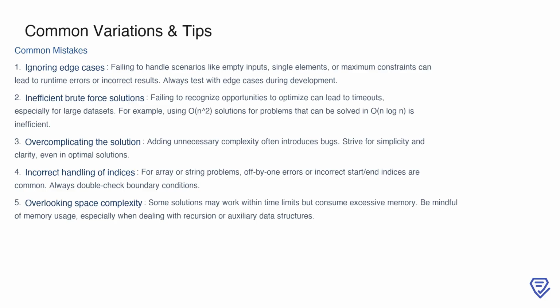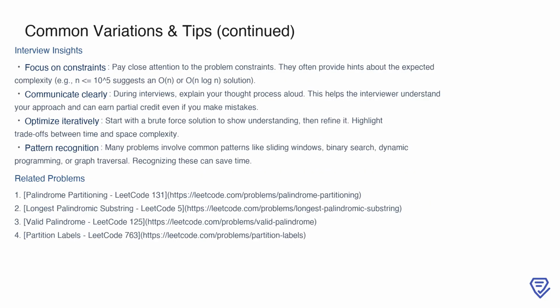Finally, overlooking space complexity can be an issue. Even if your solution runs within time limits, excessive memory usage, especially with recursion or auxiliary data structures, can lead to crashes. Being mindful of both time and space constraints is key to robust problem solving. Now let's focus on some interview-specific insights that can help you stand out. Paying close attention to constraints is crucial. Constraints like n equals 10 to the power of 5 often hint at the expected time complexity, guiding you toward more efficient solutions such as O(n) or O(n log n).